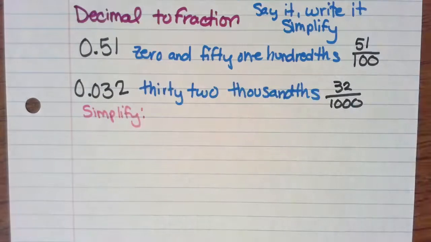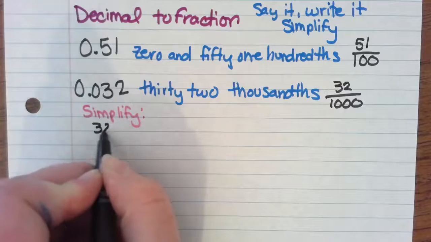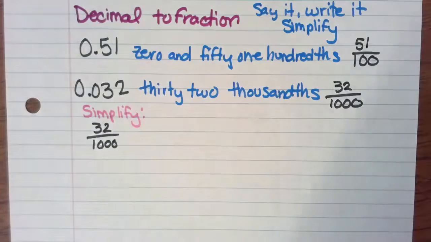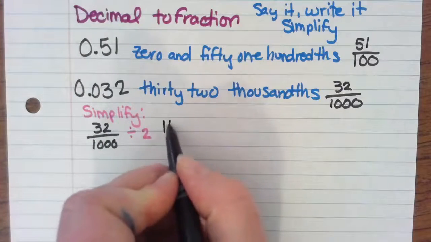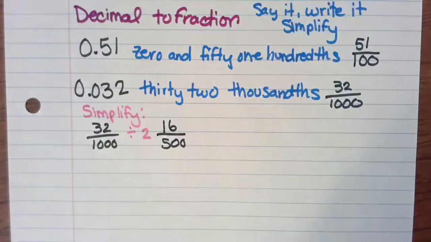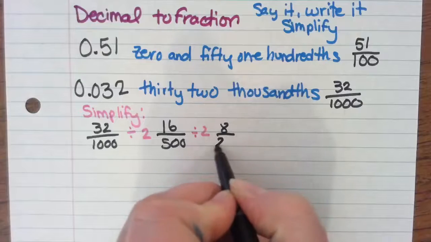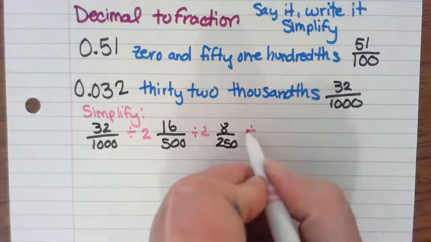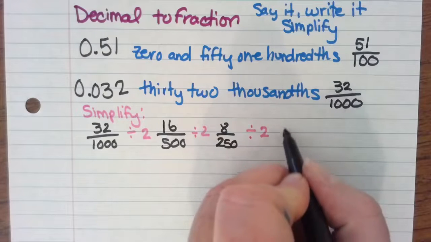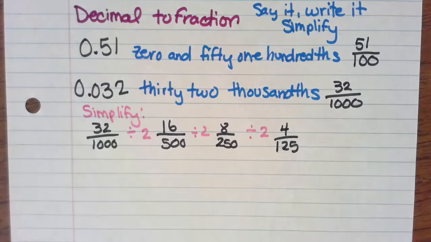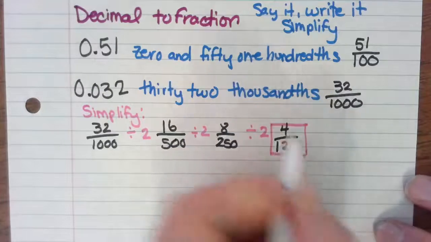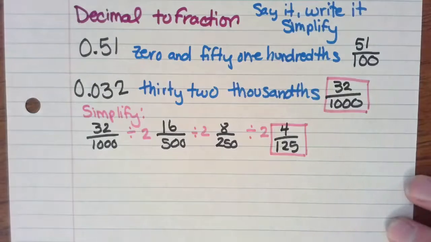if you know that they divide by a certain number, you can start with that number. But if I don't know, I just start with 2. So I say I divide by 2, I divide 32 by 2, and 1,000 by 2, and I get 16 over 500. Then I divide by 2 again, and I get 8 over 250. And then I divide by 2 again, and I do 4 over 125. Now 4, the factors of 4 are 2 and 2. Factors of 125 are 5, 5, and 5. So they don't share any factors, so we are fully simplified now. So depending on whether or not you're required to simplify, you'd write either one of those.